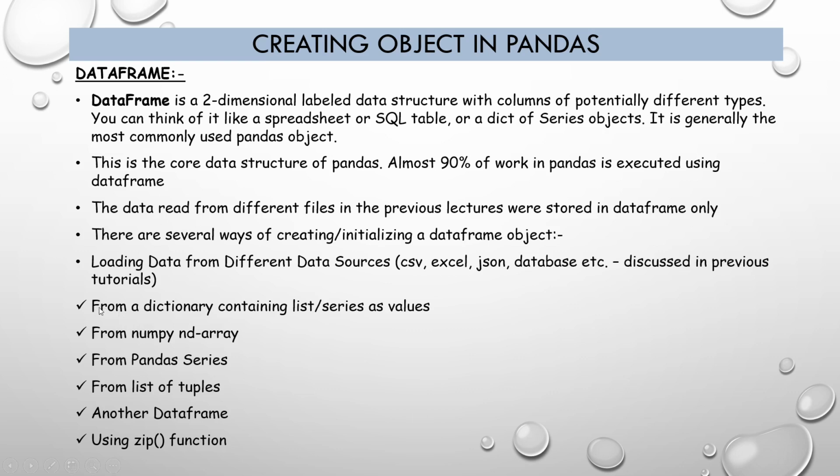So first one is from a dictionary containing list or series as values, from a NumPy ndarray, from a Pandas series, from a list of tuples, from another data frame, and using the zip function. I will discuss in detail each and every method of creating a data frame. So without wasting any further time, let's get started.